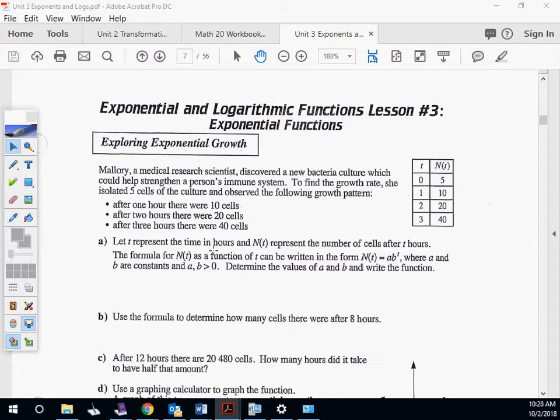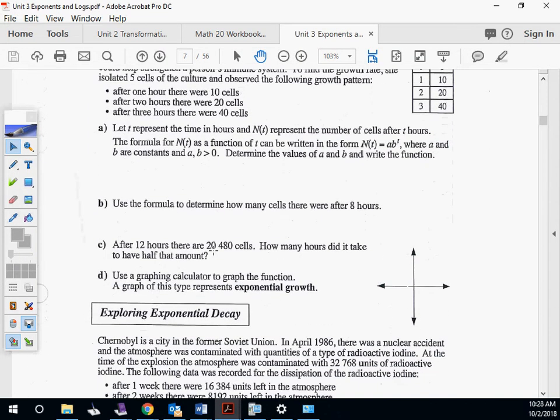So Mallory, a medical research scientist, discovered a new bacteria culture which could help strengthen a person's immune system. To find the growth rate, she isolated 5 cells of the culture and observed the following growth pattern. After 1 hour, there are 10. After 2, there's 20. After 3, there was 40. So let T represent the time in hours, and N of T represent the number of cells after T hours.